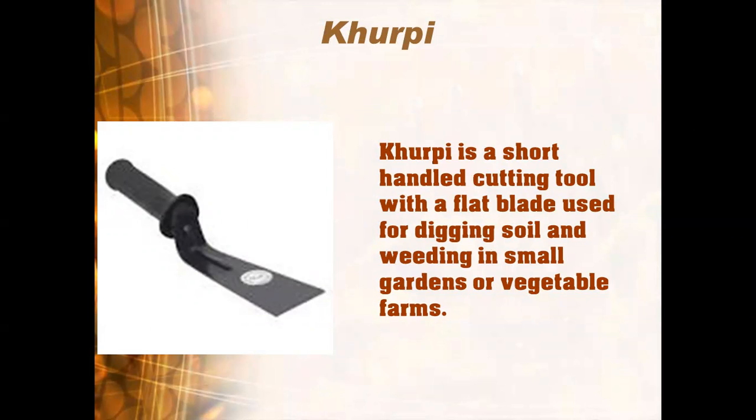Here I have included the structure as well as the function of various tools mentioned in your textbook. Karpi is a short handled cutting tool with a flat blade. You can see in this picture, Karpi has a flat blade like structure that is used for digging soil and weeding in small gardens or vegetable farms. So these Karpi are mainly used in gardens for digging soil.